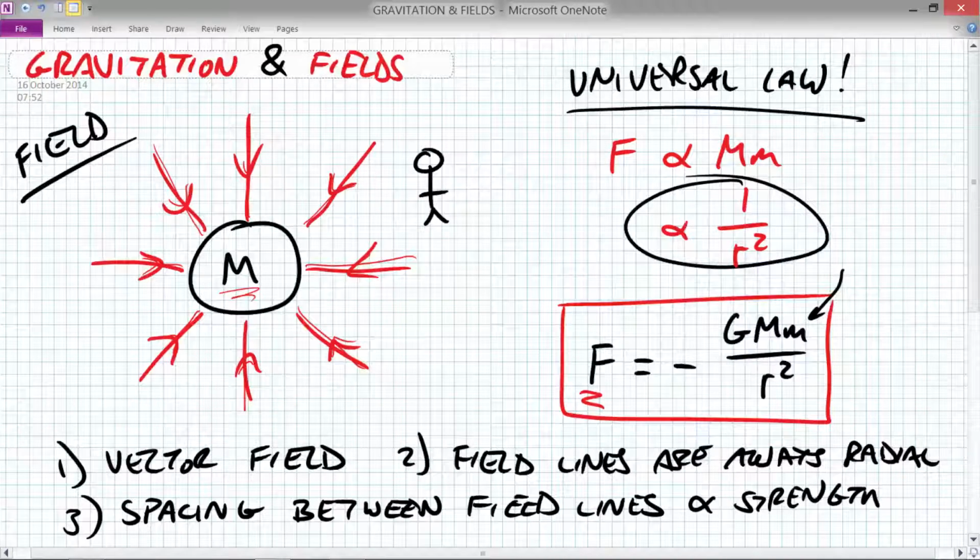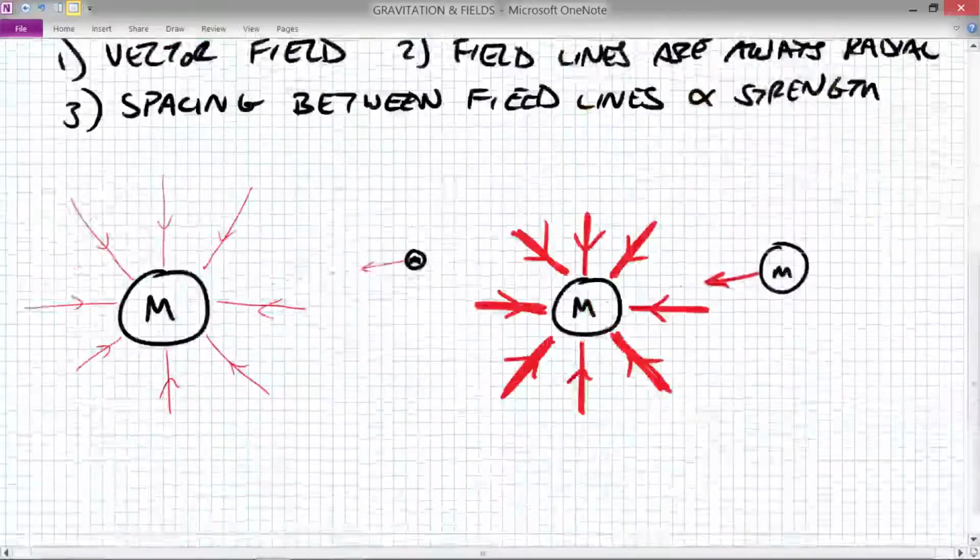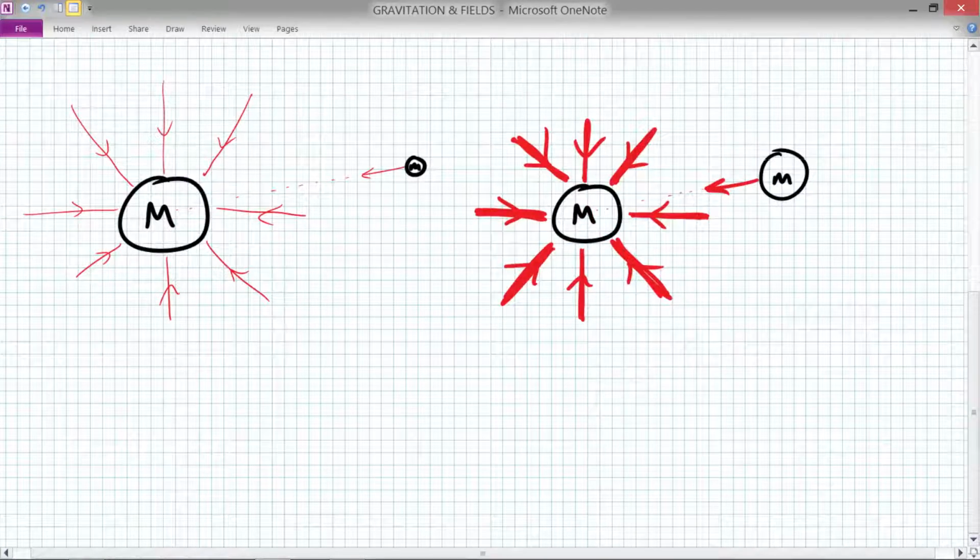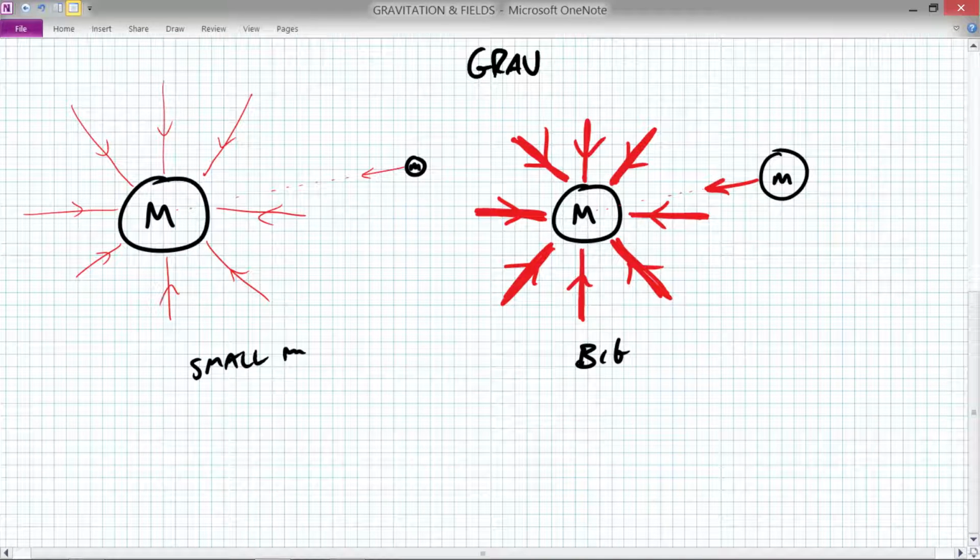So that's really bad. So instead of talking about the field, what we'll do is we'll redefine the field. So instead of having this situation with small m and big M here, so these are really what should be the same field, but aren't because of this dependence on the test mass. What we can do instead is define something called the gravitational field strength.